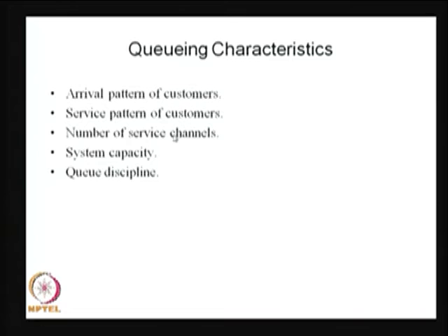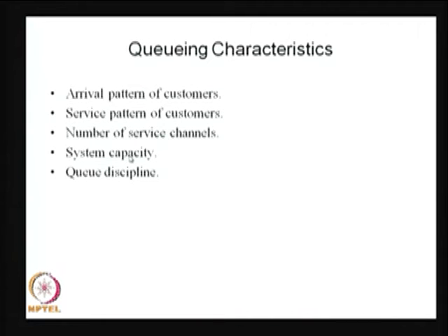Then the third important characteristic is the number of servers in the system. How many service channels are available to do the service: only one server, more than one, or countably infinite. According to that, the queuing system may vary. So the third information is the number of servers in the system.